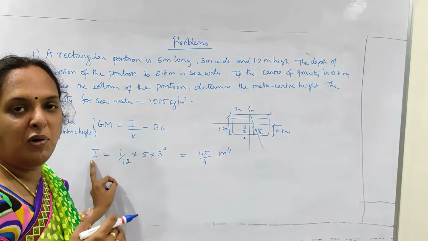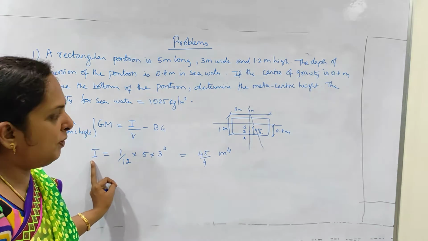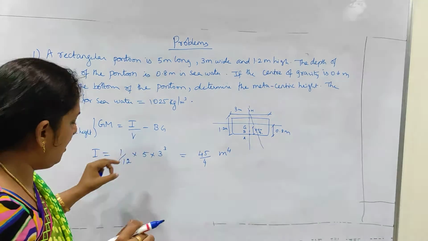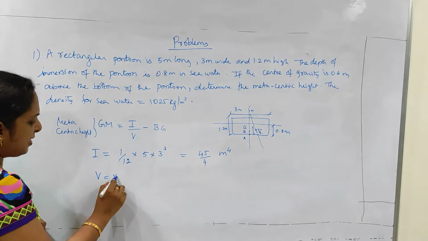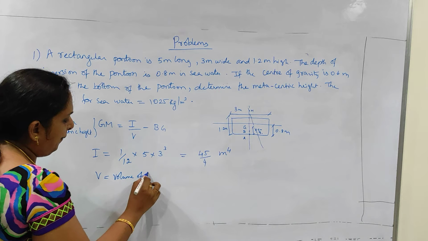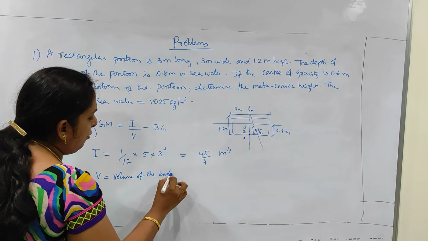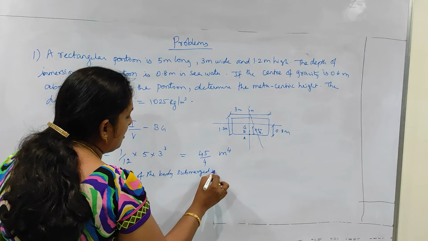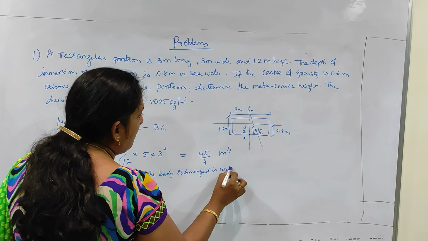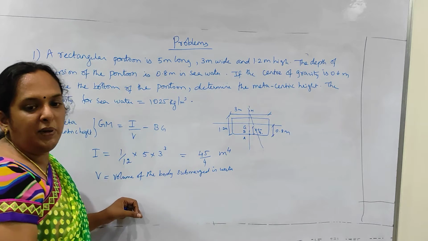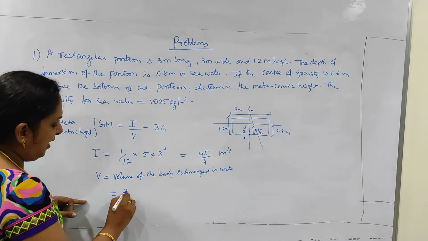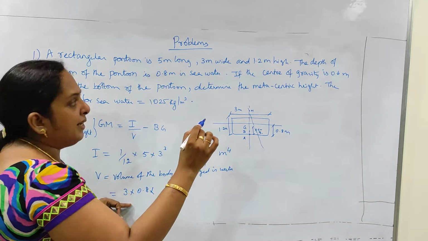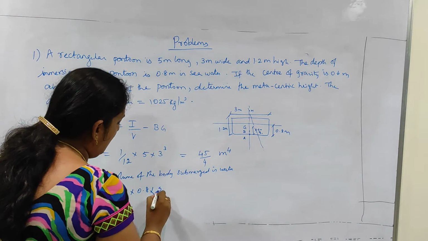Now I want to find the volume of the body that is submerged in water. Because the metacenter only deals with the submersion of the body, it is the volume of the body submerged in water. We know the length, width and also the depth of submergence. What is the depth of submergence here? It's only 0.8 meters. So 3 is my width into 0.8 is my depth, and my length here is given as 5 meters. So I know this.